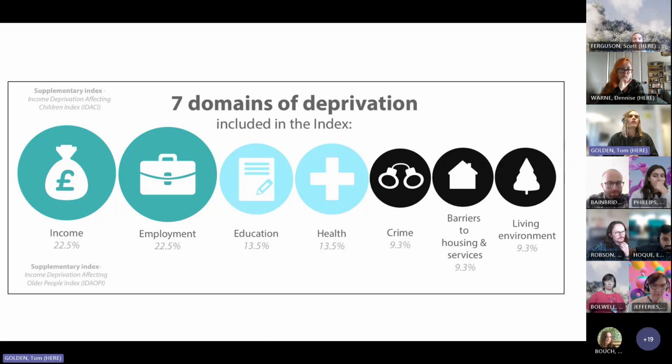And online, you can find lots of interactive maps where you can put in your postcode and see what IMD you're living in. And I'll post an example of one of these in the chat. I'll probably do that after we're finished.